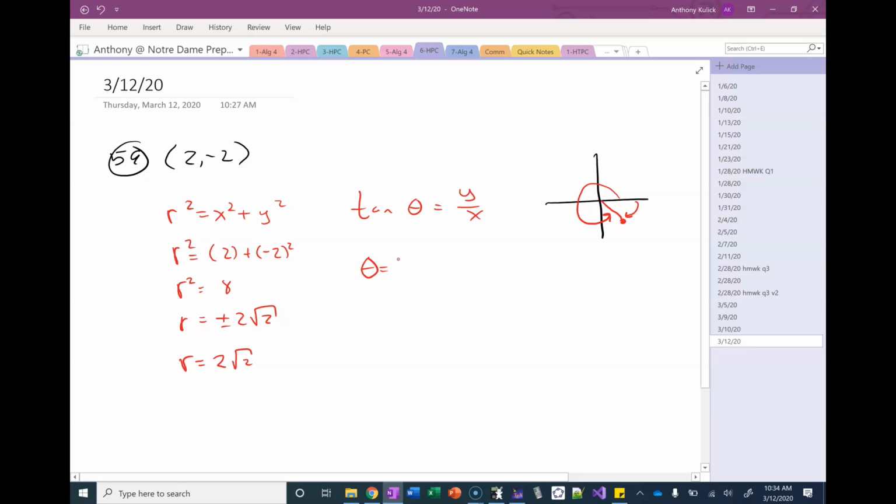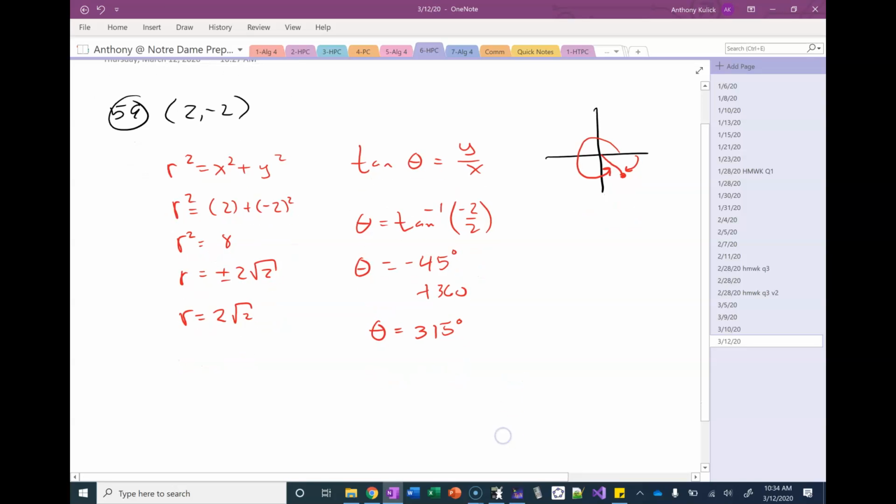So in this case, theta is equal to tan inverse of negative 2 over 2. When I type that into my calculator, I get negative 45 degrees. But I want an answer between 0 and 360. So all I'm going to do is find an angle coterminal to this by adding 360. So the theta that I'm going to use is 315. So I have r comma theta.